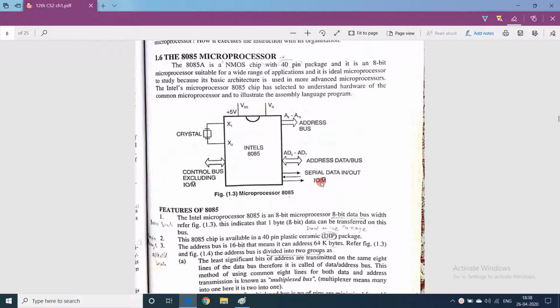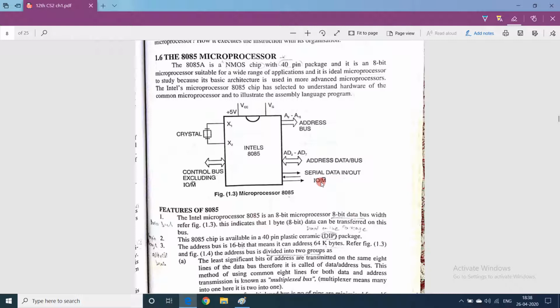In 11th standard we had done practicals based on IC 7400, NAND gate, OR gate. So they were nothing but ICs. Likewise, 8085 comes in the form of an IC. It has got 40 pins, 20 pins on the left side and 20 pins on the right side. So 8085 is an NMOS chip with a 40 pin package, and 8085 is an 8-bit microprocessor. That means at a time it can process 8 bits of data.